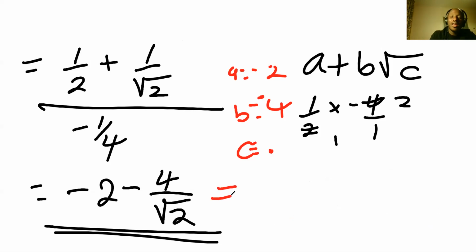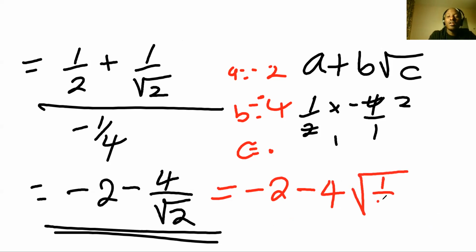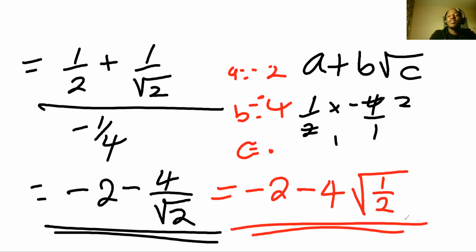So our a is negative 2, plus b, of course b is minus 4, times root c, where c is 1 over 2. This is just the same as root 1 over root 2, because the square root of 1 is 1, so it's just 1 over root 2. So you can write it like that. This is the final answer now in the right format.